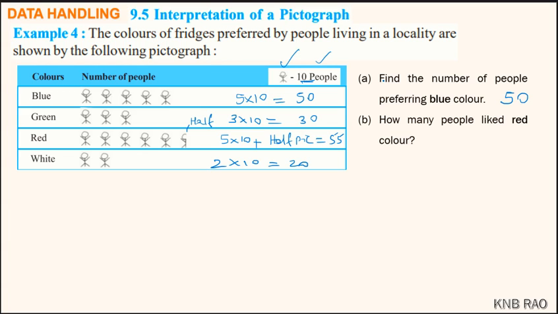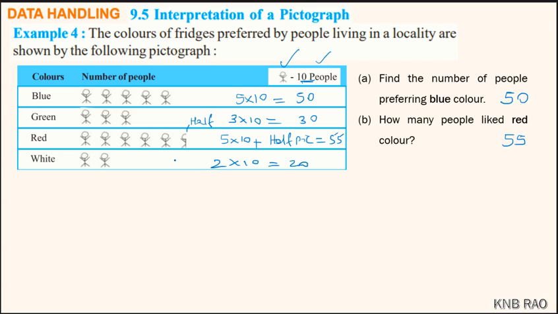Now tell me, what is the answer? How many people like red color? Yes, here I can say 55. But somebody may think this half as 5, and somebody may think it is a little more than 5. Someone says 6, someone says 8, someone says 7. Is there anything wrong in their answering? No. There is ambiguity because of this half picture. That is the demerit of pictograph.